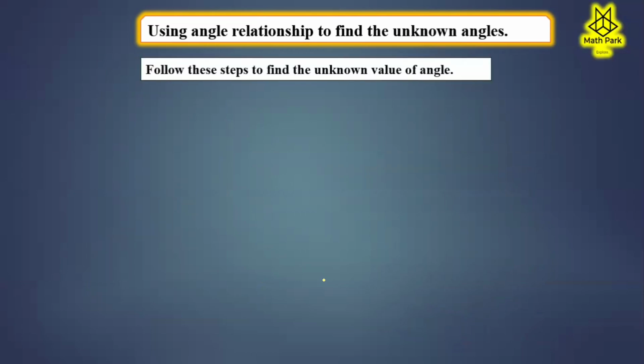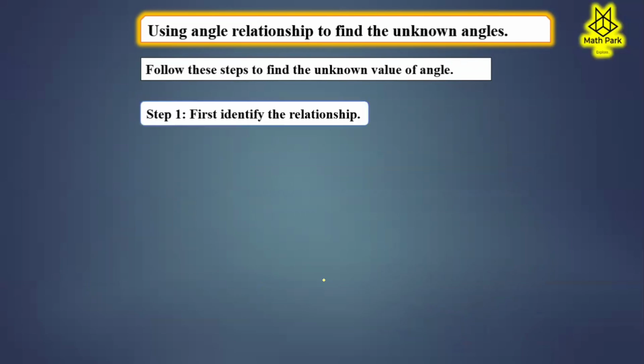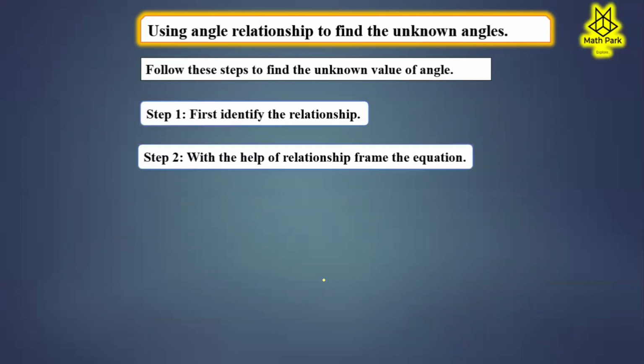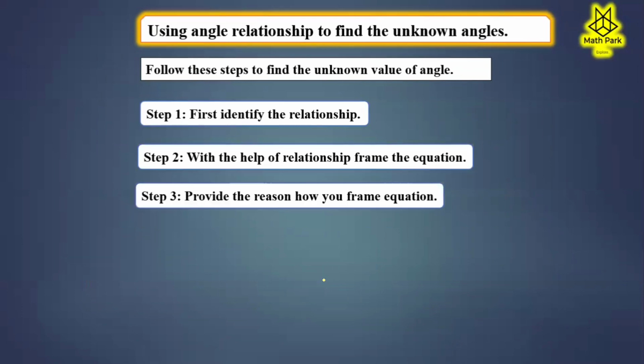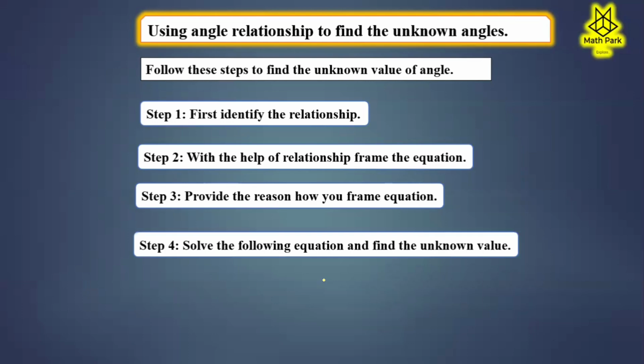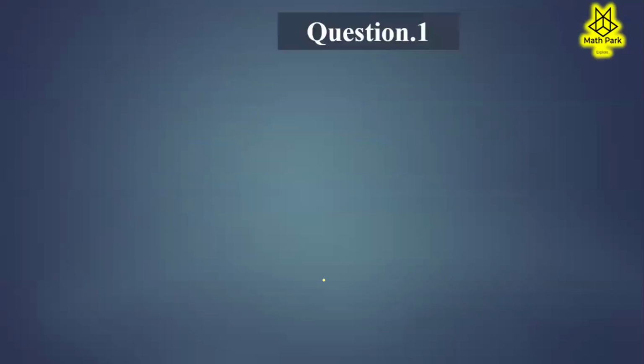Using angle relationships, how do we find the unknown angles? Follow these steps to find the unknown value of the angle. First, identify the relationship. With the help of the relationship, frame the equation. Provide the reason for how you framed the equation. Solve the equation and find the unknown value. So let's solve some questions here.